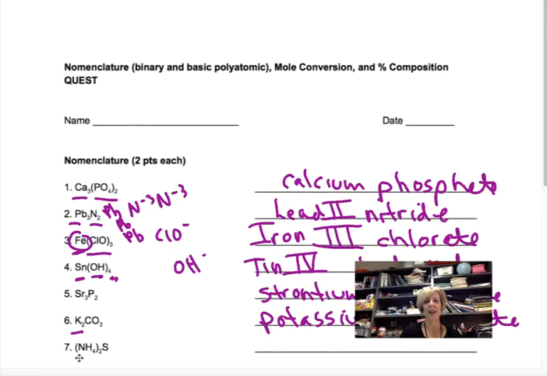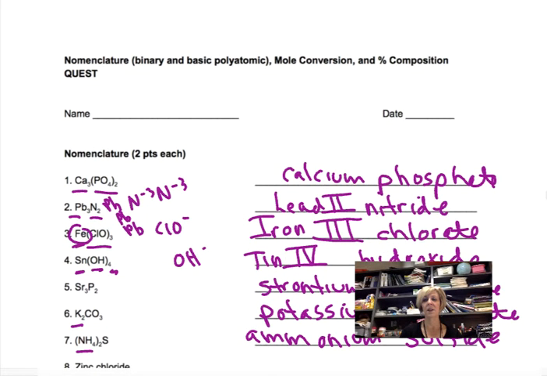That is a polyatomic ion, ammonium, and then that is sulfide. Remember, if it is a negative ion, they always come second. They always end with -ide, sulfide.